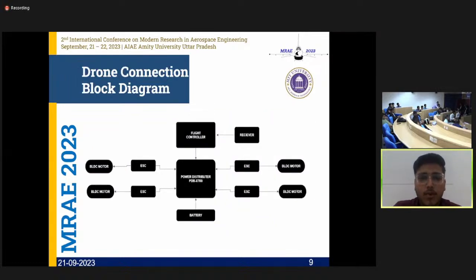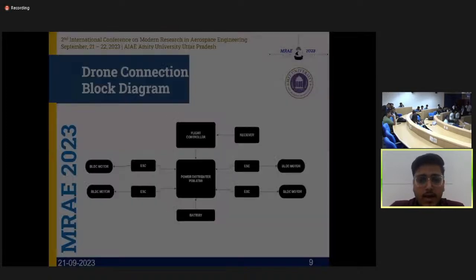So this is the drone connection block diagram, where we have very simple schematics of the drone that is going to be used, that is, BLDC motors. It starts with the battery that is connected to the power distribution board, which is connected to the 4 ESCs. The ESCs are then connected to the motors, but the ESC signal wires will be connected to the flight controller, which will be operated by the signals received from the receiver end.